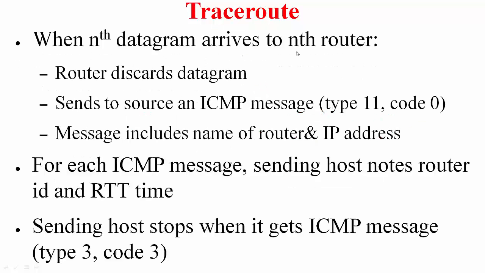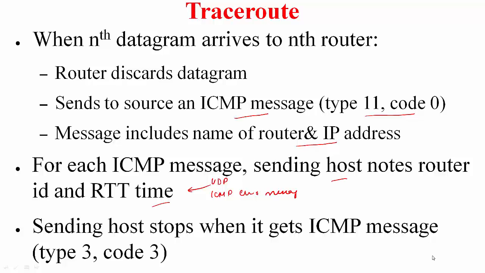As the nth datagram arrives at the nth router, it will discard the datagram and send an ICMP message of type 11 code 0, and this includes the name of the router as well as the IP address, and that is how the sending host notes the router information as well as the round trip time it took between the sending host and the particular router. Basically, the time between when it sent the UDP packet till it received the ICMP error message. It will note this time as the round trip time between itself and the router.